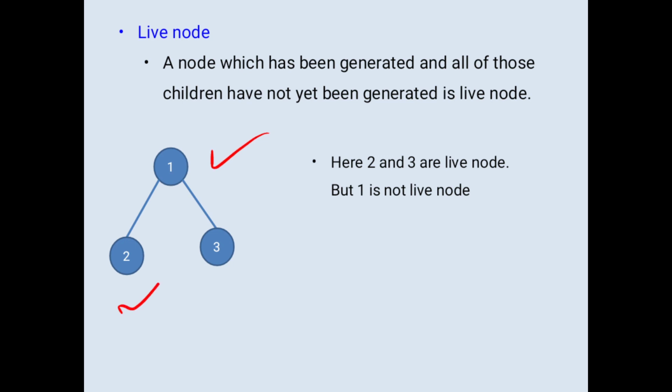Here 2 and 3 are live nodes, but 1 is not a live node because 1 is expanded to children. The 2 and 3 are not expanded. So 2 and 3 are live nodes and 1 is not a live node. So that is a live node.